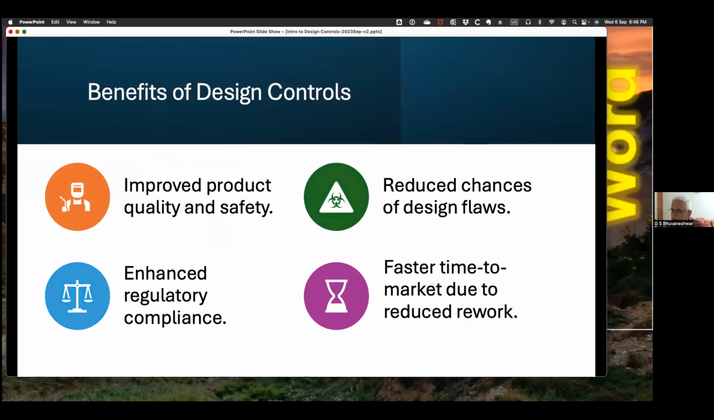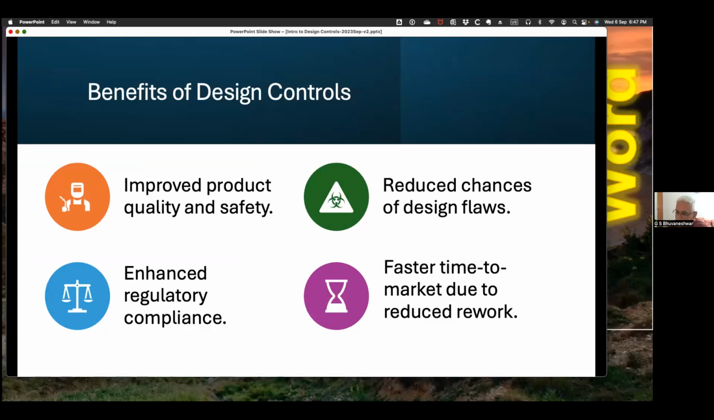So some of the benefits of design controls: definitely, of course, you have an improved product in quality and safety. You reduce the chances of design flaws. Of course, if you practice it rigorously, it doesn't mean you eliminate all design flaws, but you reduce the chances and the risk of failure.